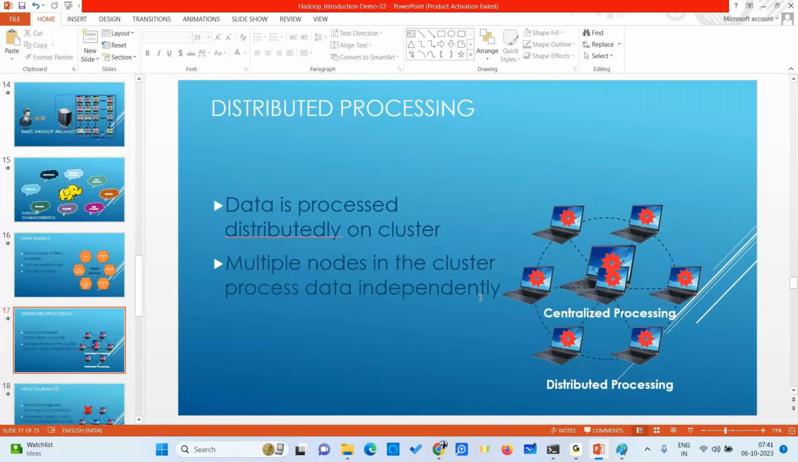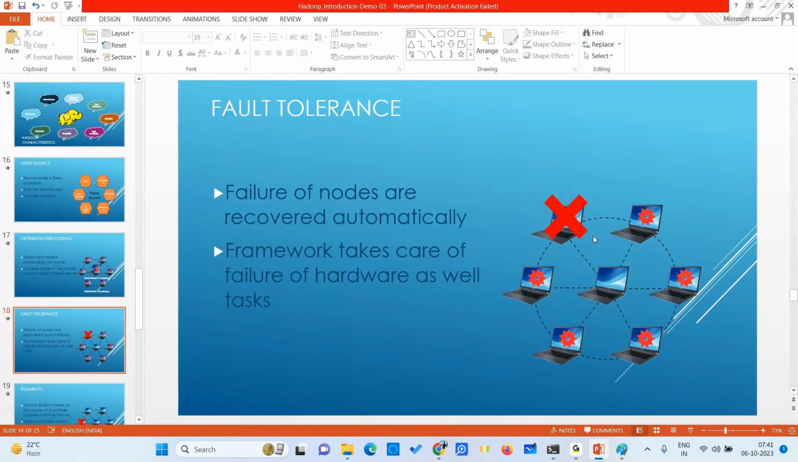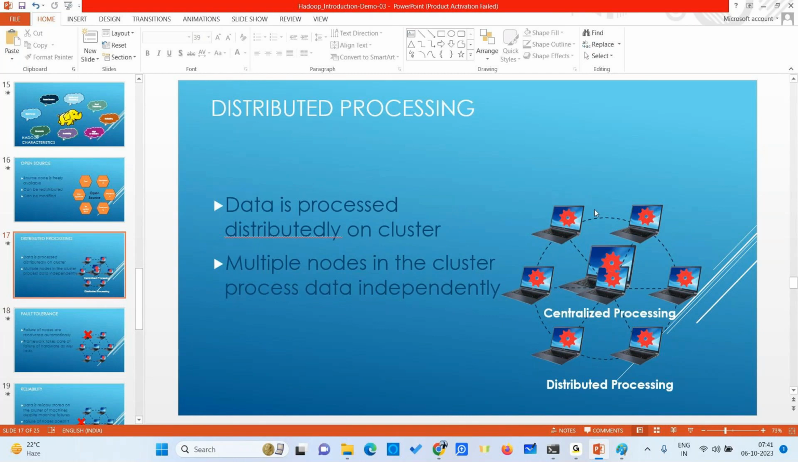And distributed processing. See here, as I told you, if any one of the nodes fails, fault tolerance is very easy. If any node fails here, it can be easily recovered from other nodes. So that's how distributed processing is useful. Data is processed distributedly on a cluster. This entire architecture or framework is called a cluster. And multiple nodes in the cluster process data independently.